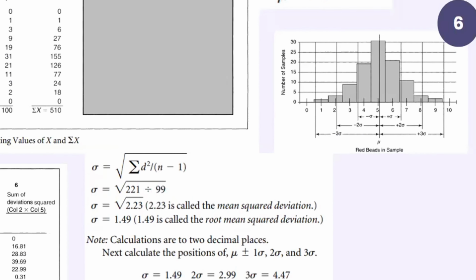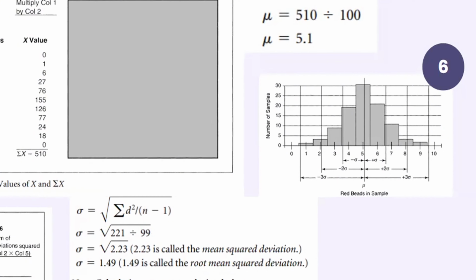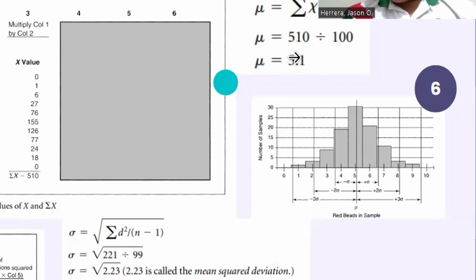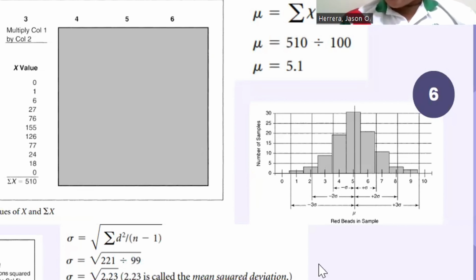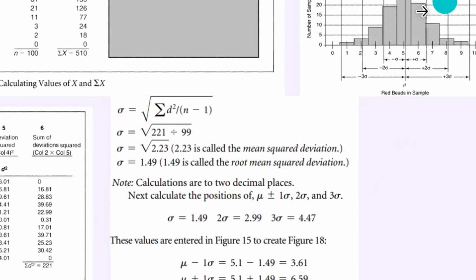The mu minus 1 sigma is equal to 5.1 minus 1.49 here. Okay. And the result of this is here. You can show 1.57, for example, 9.57 here, 0.63 here. Here you can see this. You can actually plot that here.